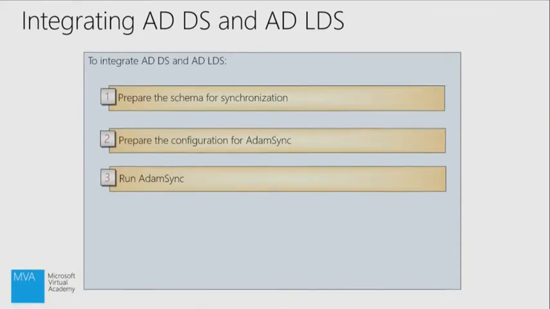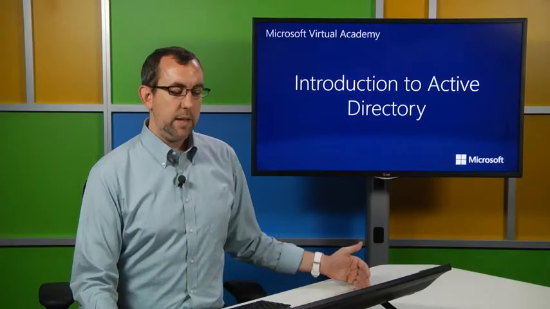Integrating the two, we talked early on about the LDIF file that can be used to create a copy of your Active Directory Domain Services and put it into an Active Directory Lightweight Directory Services instance. Prepare the schema for synchronization. Prepare the configuration for AD Sync. This was the tool we talked about earlier, and run it. What this does is it creates, again, a copy of your Active Directory Domain Services directory in ADLDS.